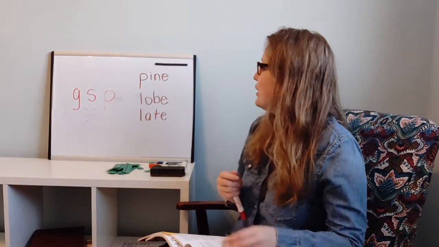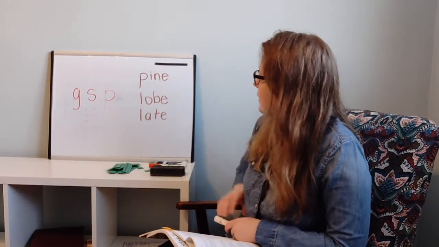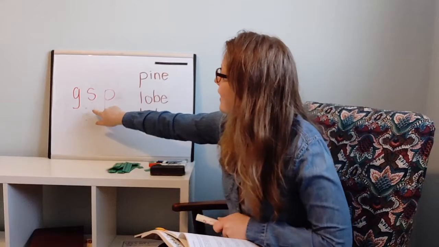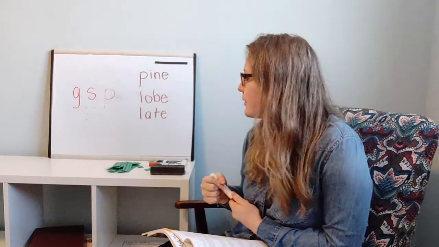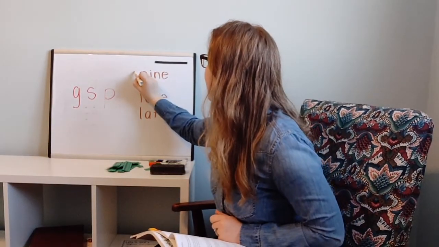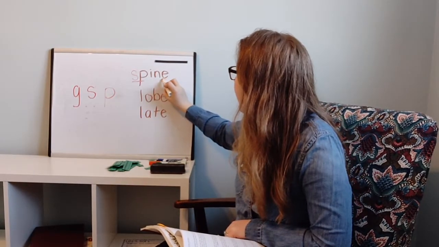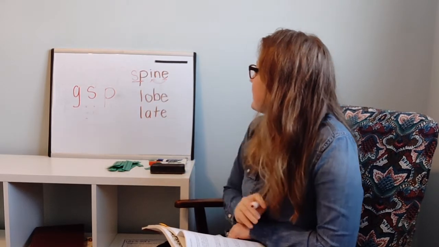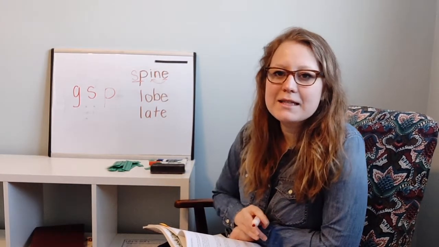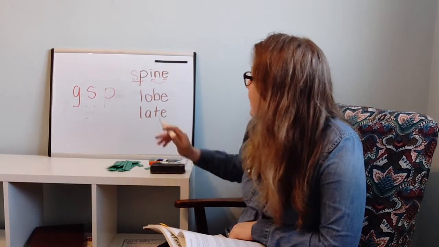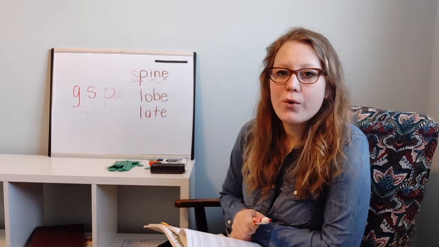Could I add a G to pine? Does that make sense? Is gpine a word? Not quite. Let's try the S. What about spine? Is spine a word? It sure is. So let's add our S to this word. Now we have our consonant blend here, our S and P, two consonants together. And we have our bossy E making the I say its name. So our word is spine. Very good.